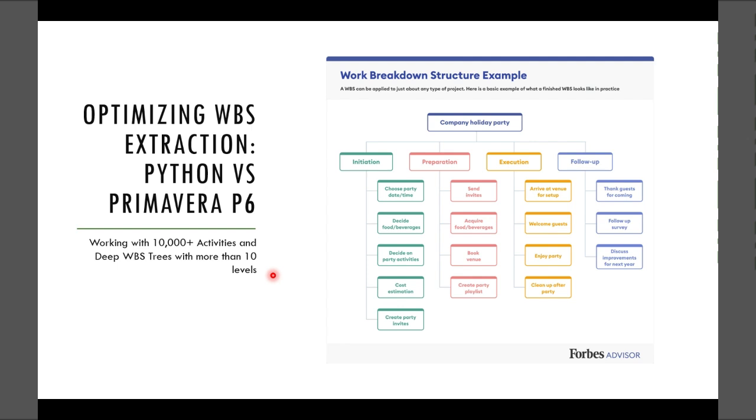So the inbuilt functions in P6 allow us to see the immediately superior for each row item. But what if we want to see all the columns? So what are our options? Here's an example that I found on the internet, the explanation of WBS for some random project.